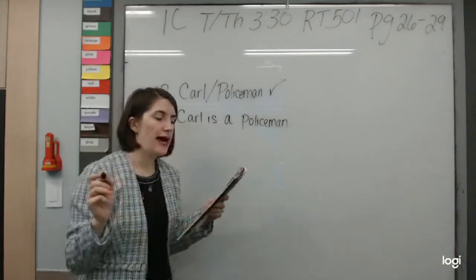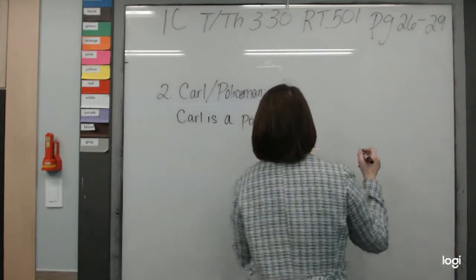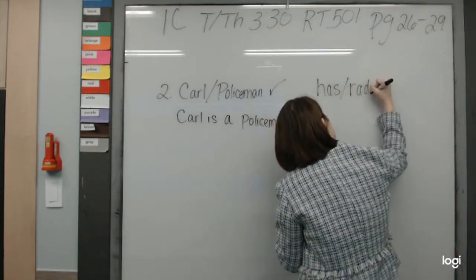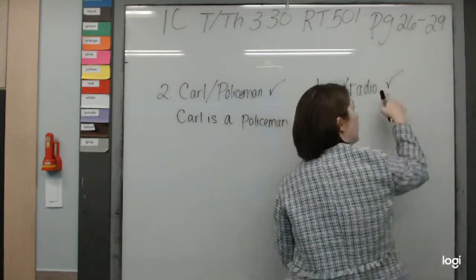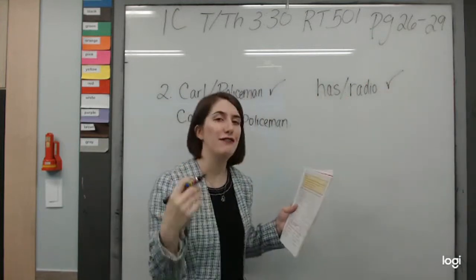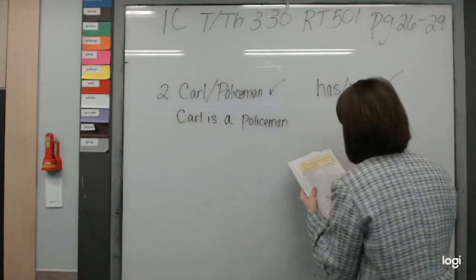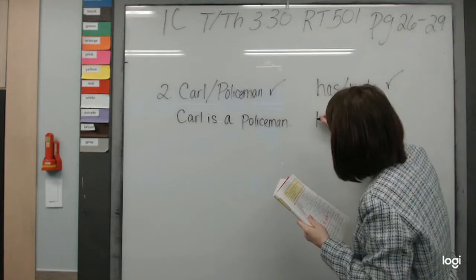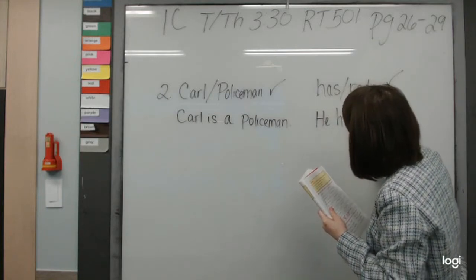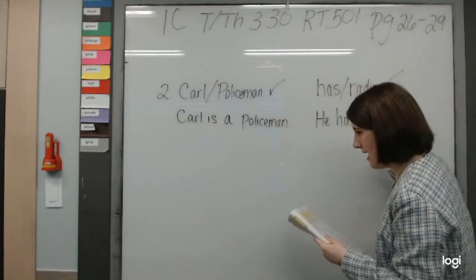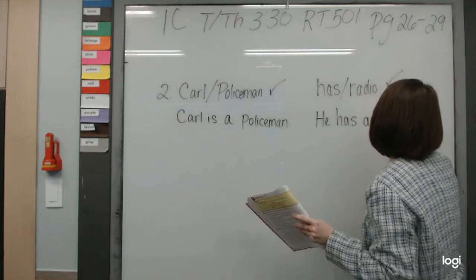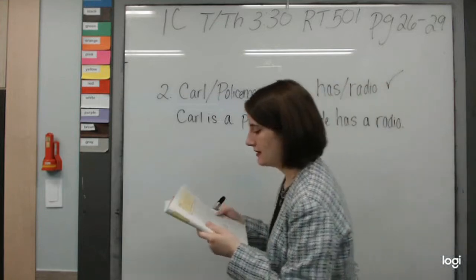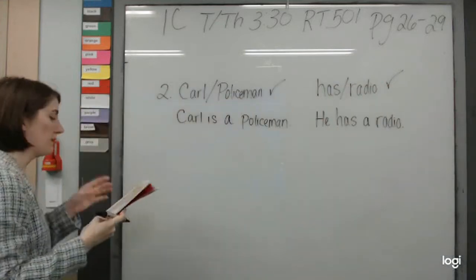And it says has radio. So the next one, has radio. And it has a check. Now check means affirmative. So Carl, boy. So he has a, right, because R, a radio. Good job, guys. Let's try number 3.